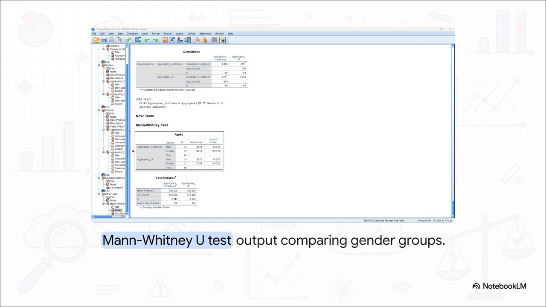But what if you were looking for a difference between two groups instead, like male versus female students? Then you'd rely on the Mann-Whitney U test. Remember our cheat code? Ordinal variable plus a nominal variable with two groups means Mann-Whitney U. SPSS breaks down the groups and gives you a test statistics table right at the bottom.